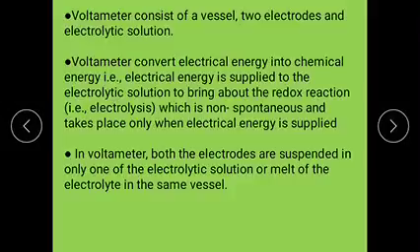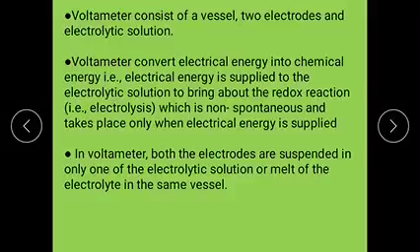A voltameter converts electrical energy into chemical energy, that is, the electrical energy is supplied to the electrolytic solution to bring about the redox reaction, that is electrolysis, which is non-spontaneous and takes place when electrical energy is supplied. Means the voltameter converts the electrical energy into chemical energy.